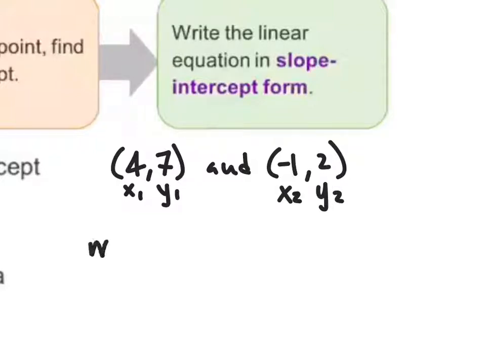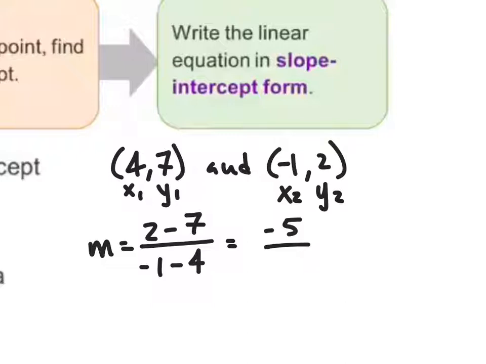All right, and my slope is going to be 2 minus 7 over negative 1 minus 4, okay? And so this is going to give me negative 5 up top. Negative 1 minus 4 is going to give me negative 5 down below. So negative 5 divided by negative 5 is 1. Okay, so I have that my slope is equal to 1.